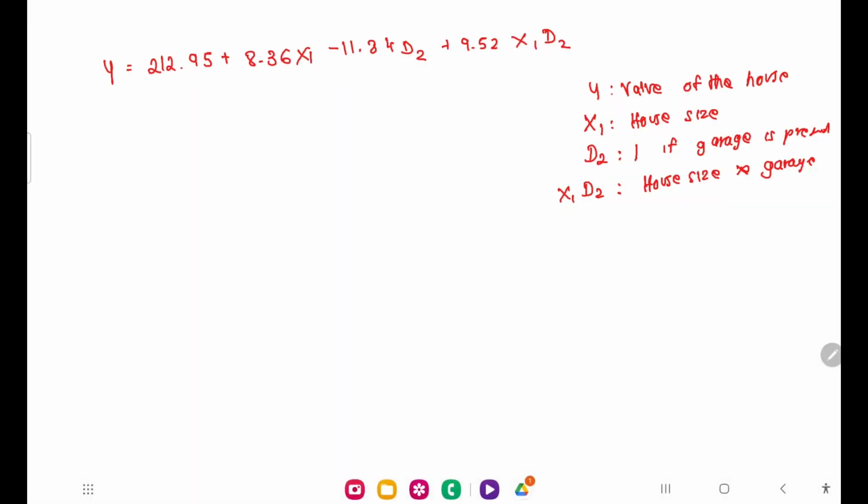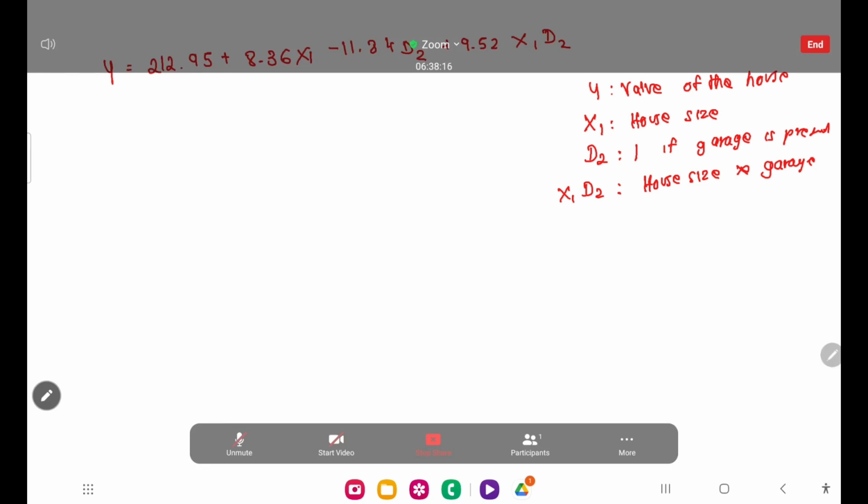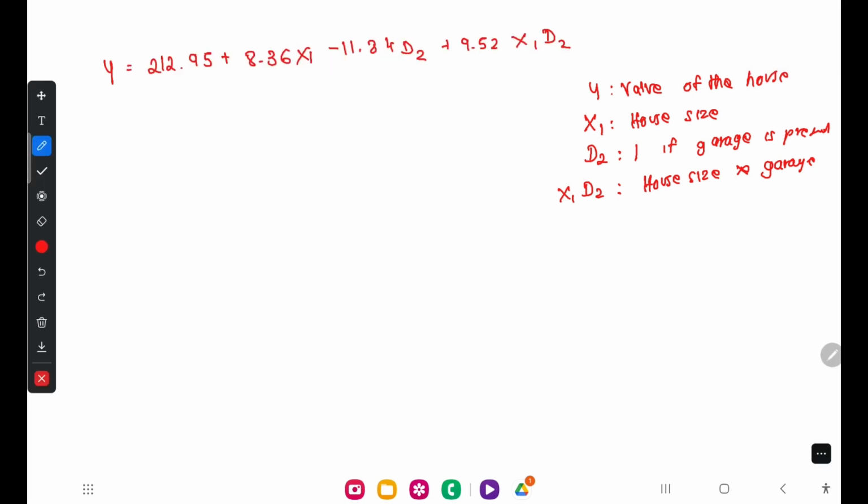Before you go and interpret these values, it's good if you all can identify the separate equation for both cases, with a garage and without a garage. Okay, so let's do that first.